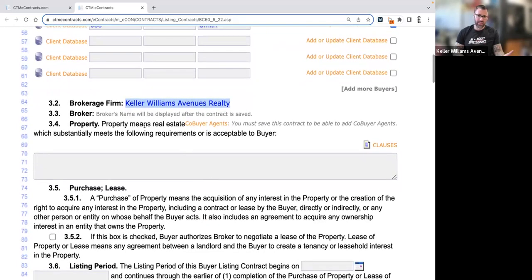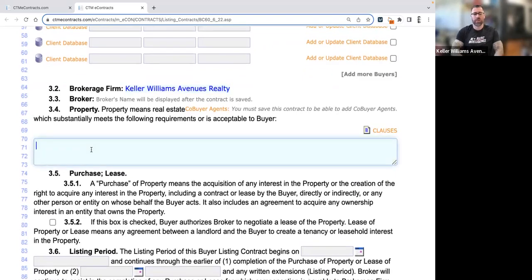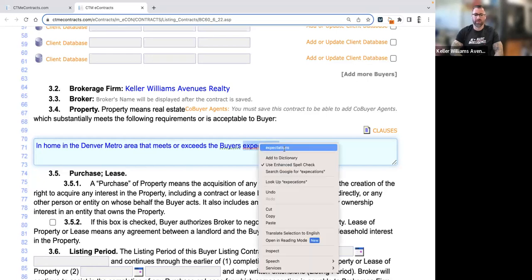And then it's going through and it's just talking. It says property means real estate and which substantially meets the following requirements. I put any home in the Denver metro area that meets or exceeds the buyer's expectations, right? So that's kind of what this thing looks like.